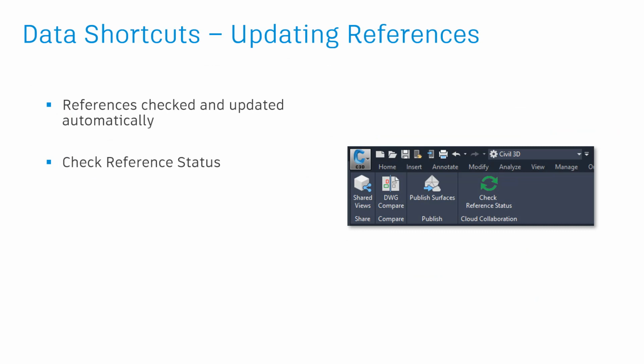With data shortcuts, we often need to be updating our references to ensure that the current version is always displayed in our drawing. This can be located in the Collaborate tab on the ribbon under Cloud Collaboration, Check Reference Status. And when opening a drawing, references are checked and updated automatically. But sometimes in the middle of a project, you will need to check if the reference has been updated. Clicking this green circular button will go and check for the references of all of your data shortcuts.